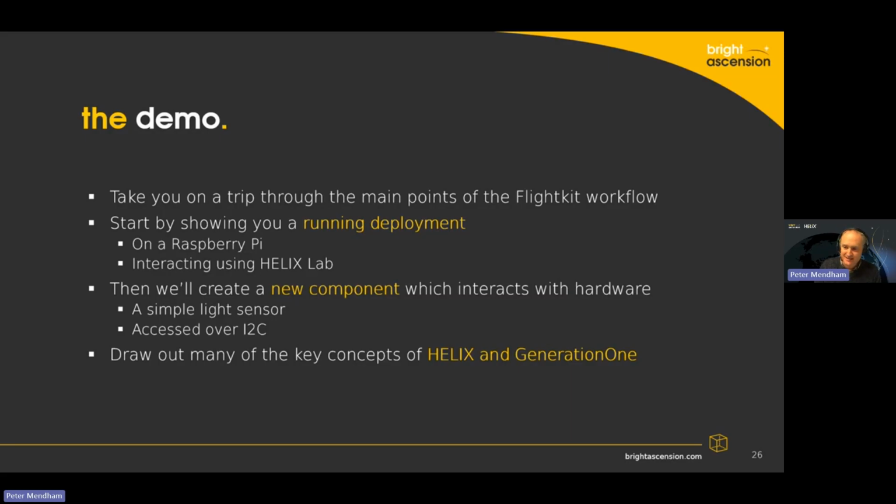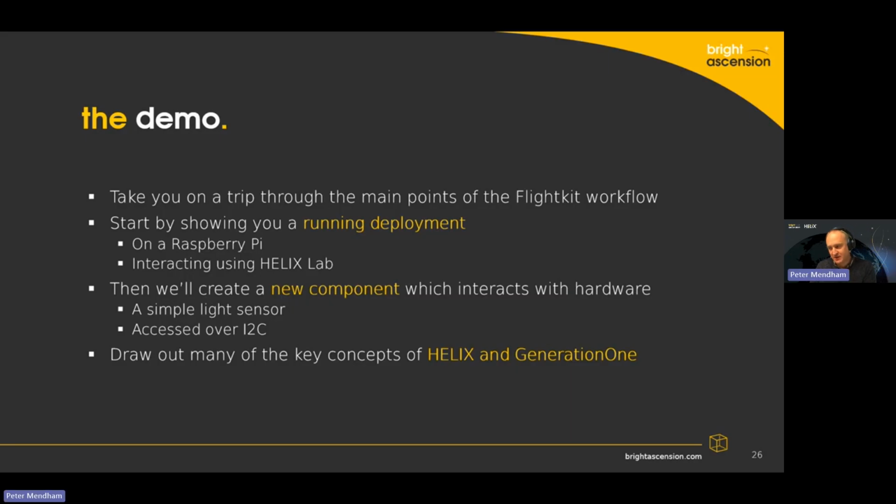Plugged into the back of my Raspberry Pi, I have a really simple light sensor. It's just a simple light sensing chip, and it's interfaced over I2C. So we'll go through the process of creating a component that allows us to sense the light levels where I am just now, and I'll show you that working.